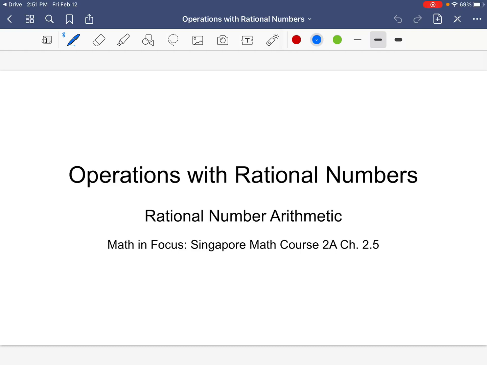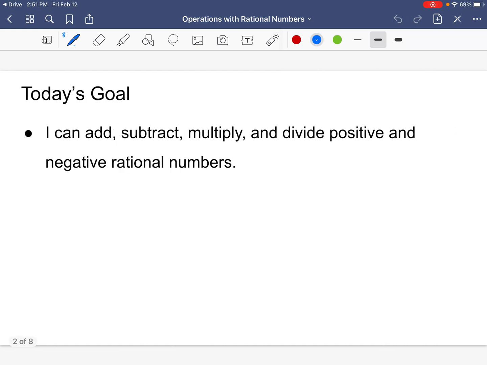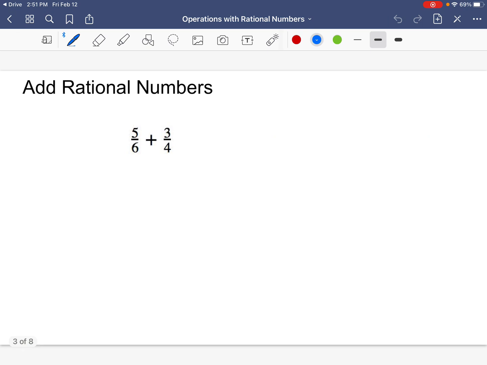Welcome to today's lesson, which is about operations with rational numbers. The goal of today's lesson is that you can add, subtract, multiply and divide both positive and negative rational numbers. So here let's look at adding rational numbers, and the first thing to do when you're doing any of these problems is decide before you start, is your answer, in this case a sum, going to be positive or negative?